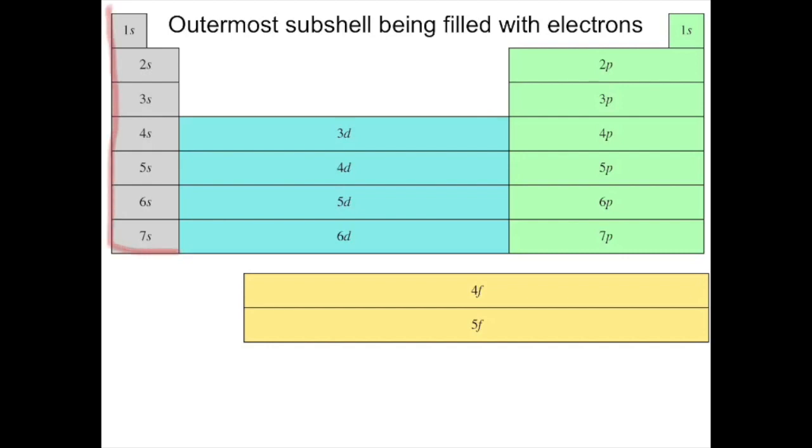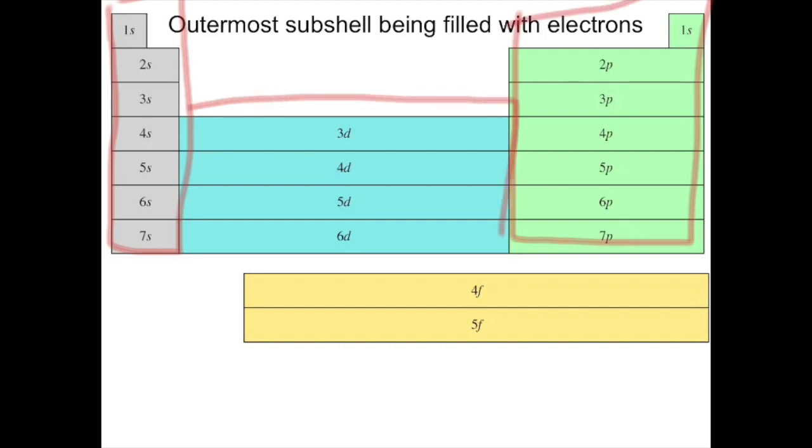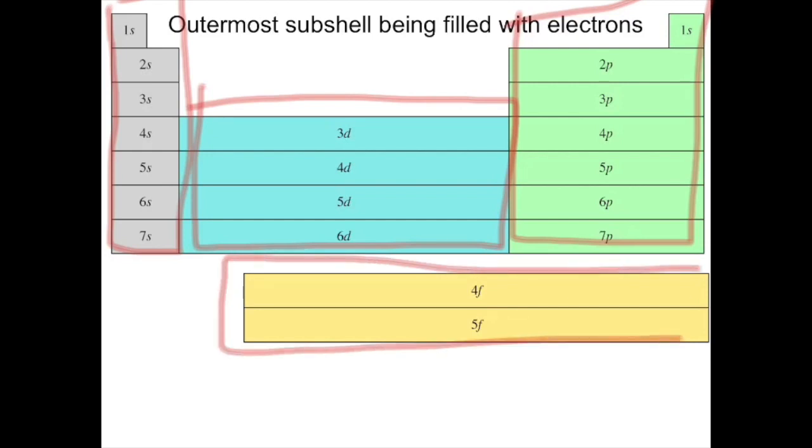This block over here, you're filling all the s outermost levels. This block here, your outermost electrons go into the p. Down here, the transition metals, the outer electrons go into the d. And then the inner transition metals, or the lanthanide and actinide series, the outermost electrons go into the f orbitals.